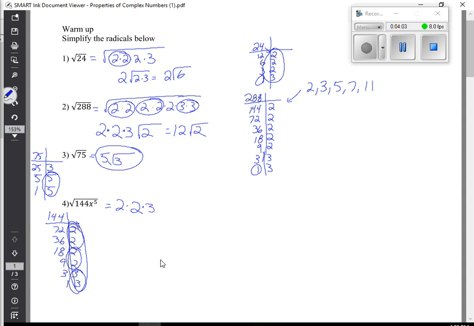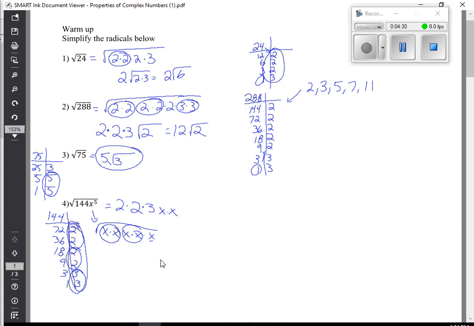Now, the one thing that we haven't dealt with is this x to the 5th. That's x times x times x times x times x. Okay, we do the same thing that we did with the numbers. These two x's are paired off, so I know I can take the square root of that. So this x has a date, gets to go out. This x has a date, gets to go out. This x stays in.